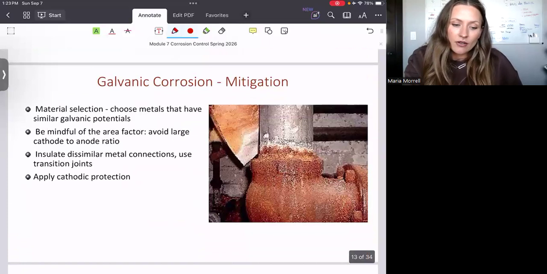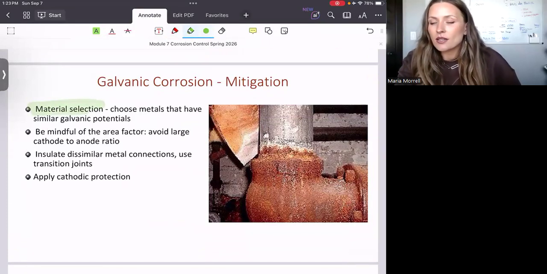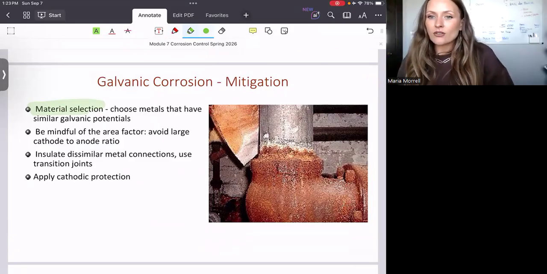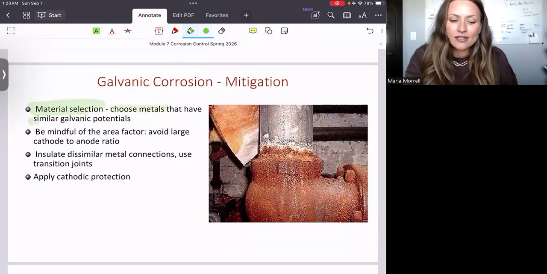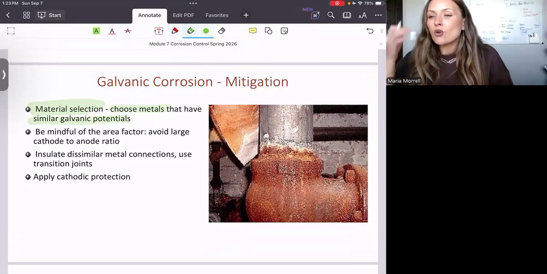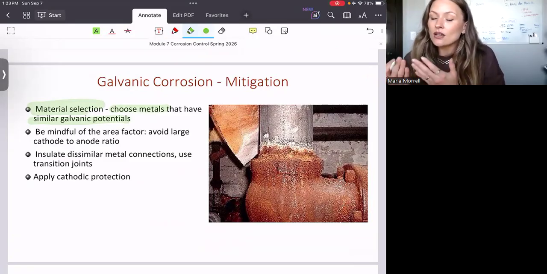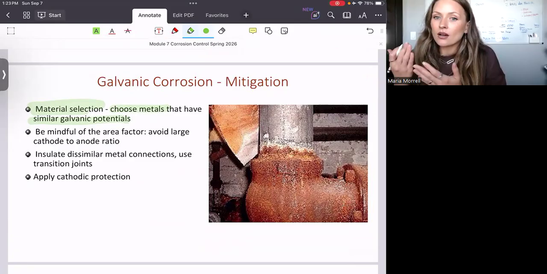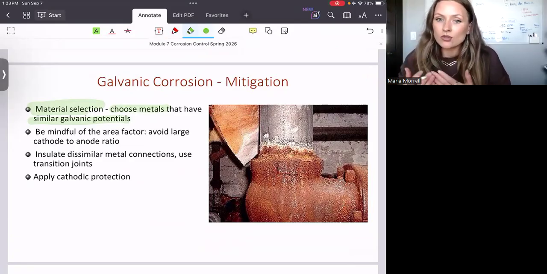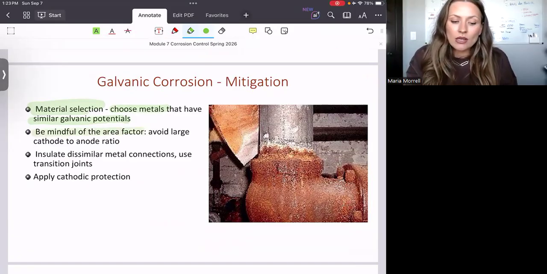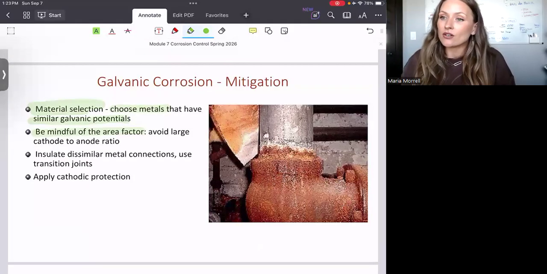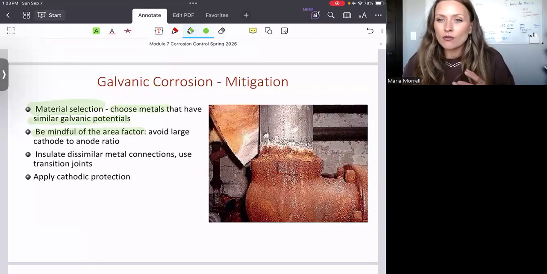Now, how would I mitigate it? Very simple. First is material selection. In this particular scenario, it's probably one of the most important scenarios where you have to choose metals that have similar galvanic potentials. And you already know that you have many resources such as the galvanic series. Then you can look at it to see, okay, what is going to be the potential difference between two metals? Are they compatible? Should I pair them together, right? Now you also have to be mindful of the area factor. I did mention it before.